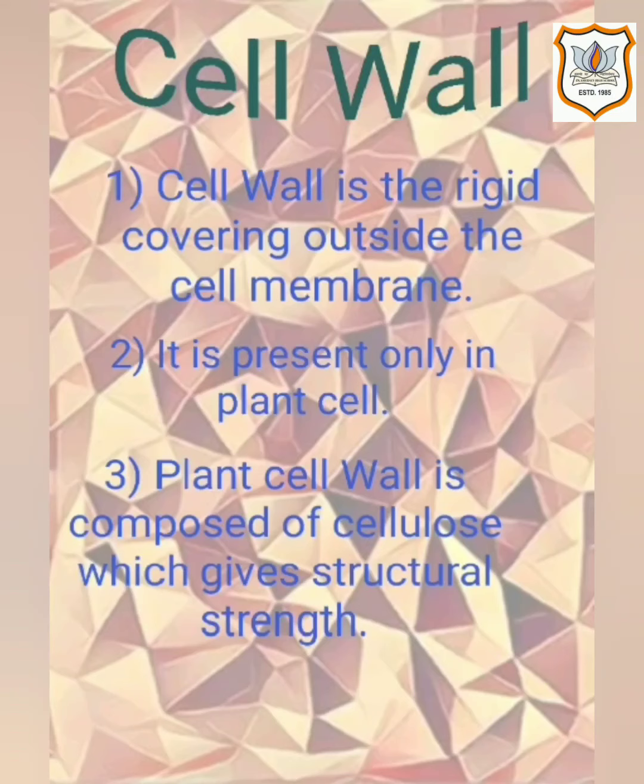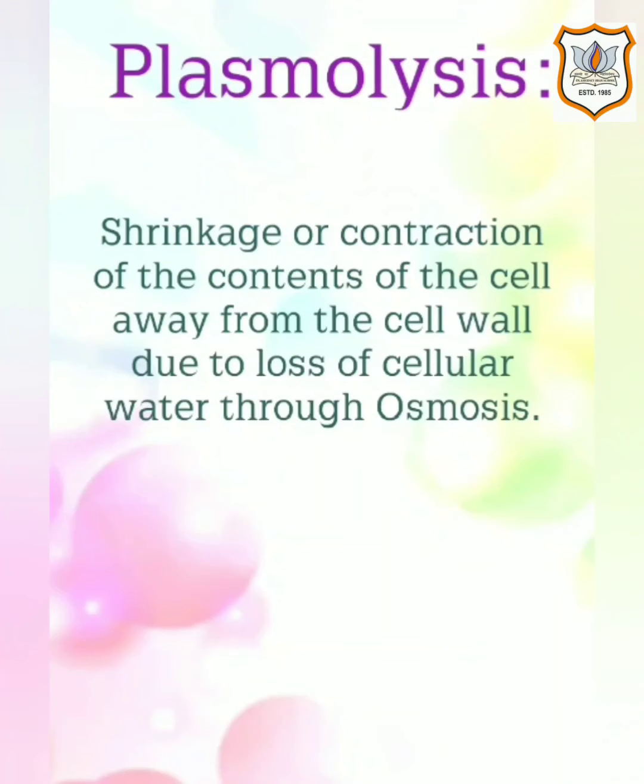Cellulose is a complex substance and provides structural strength to the plants. Now, functions of cell wall. The very first function, it helps the cell to withstand very dilute external media. And the second one, it builds up pressure against the swelling of the cell. When a living plant cell loses water through osmosis, there is a shrinkage, or contraction, of the contents of the cell, away from the cell wall. It means the cell wall will be as it is, only the contents inside the cell will contract, and this phenomenon is known as plasmolysis.